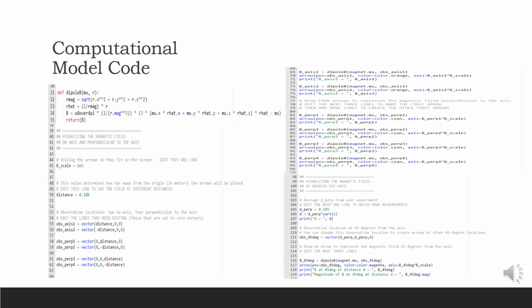Now for the computational model, the first thing I did was define a function for calculating the magnetic field due to a dipole with a given magnetic dipole moment and a specified observation location. I used the formula I mentioned earlier. I then set the locations for 6 of the 7 points where I'll be visualizing the magnetic field. 2 of these points are on the dipole axis, while the other 4 are perpendicular to the dipole axis. After that, I drew arrows for each of those 6 points as shown in the code here. And lastly, I did the same but for an observation location at a 45-degree angle off axis from the dipole axis.